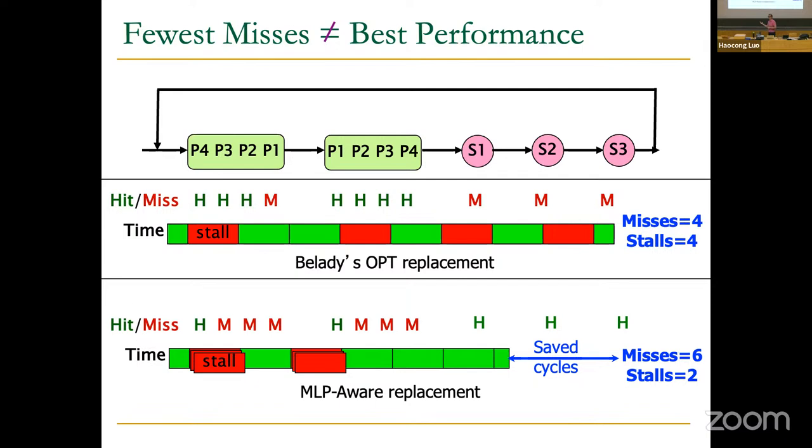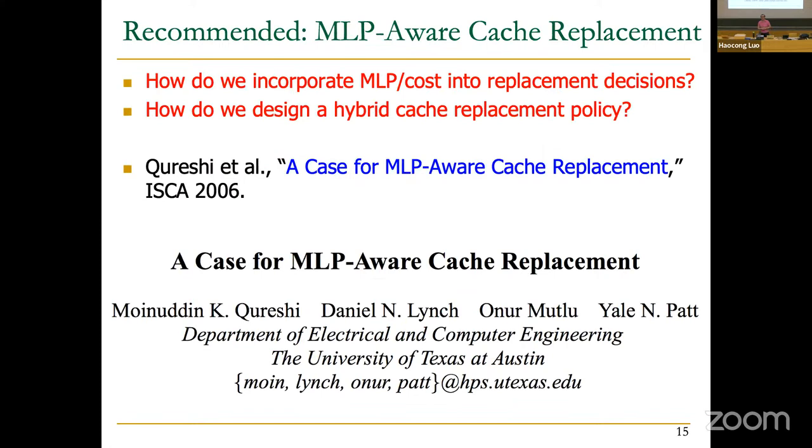Now the question is actually, how do you take this into account? How do you actually make it work? That's for a further course, if you're interested in this, and there's a lot of interesting things that can be done in this area. This paper shows this example also, and you can take a look at it. Basically, how do you incorporate this cost into replacement decisions? How do you design a hybrid cache replacement policy? In the end, the replacement policy turns out to be hybrid because there are some access patterns that benefit a lot from, let's say, recency-based replacement, and there are some access patterns that benefit a lot from cost-based replacement, and you need to incorporate them somehow. But again, I'm not showing you the policy over here.